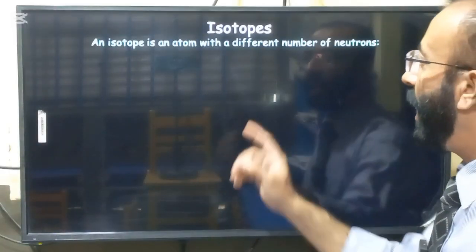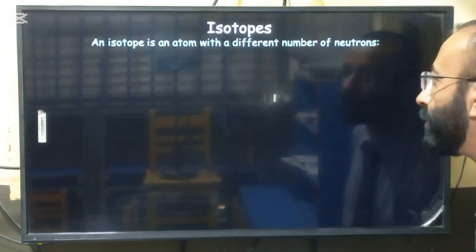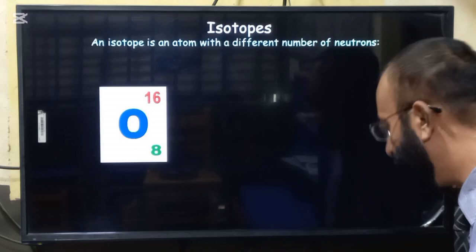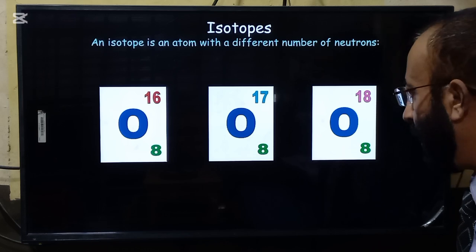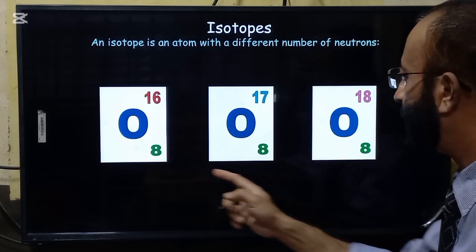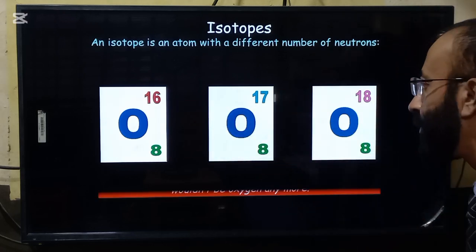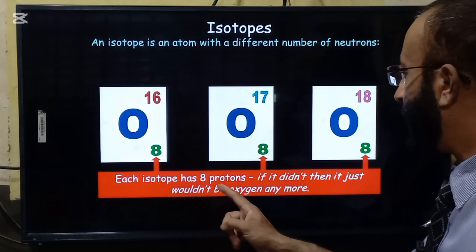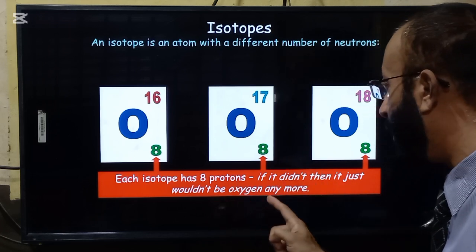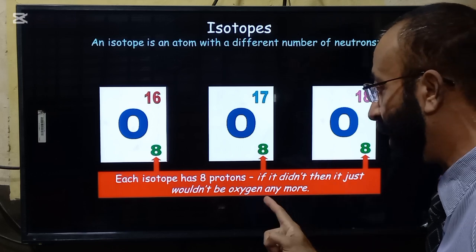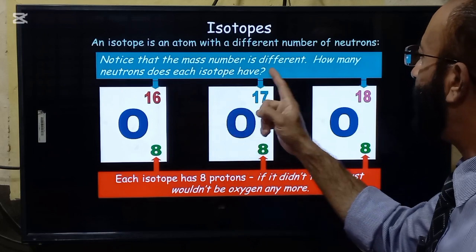An isotope is an atom with a different number of neutrons. So look at different forms of oxygen. These are three isotopes. Look at the atomic number, that is same, but look at the mass number, that is different. Each isotope has 8 protons. If it did not, then it just would not be oxygen anymore. Remember it. Notice that the mass number is different.